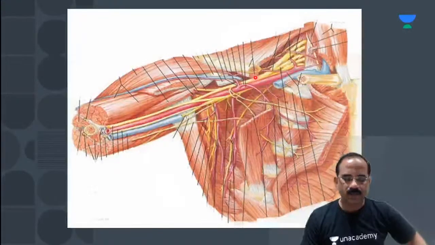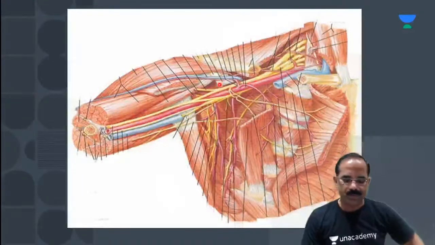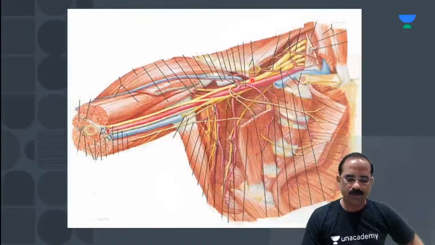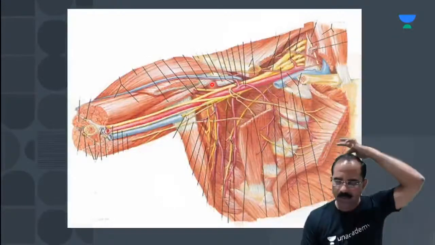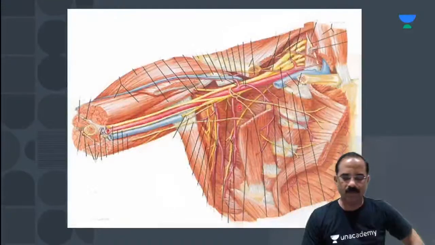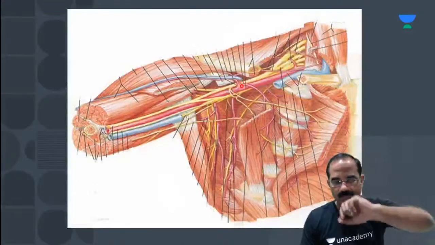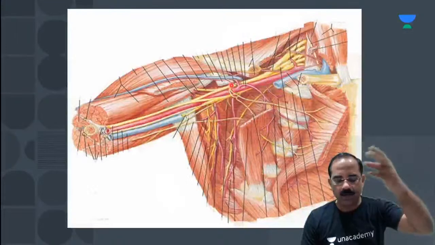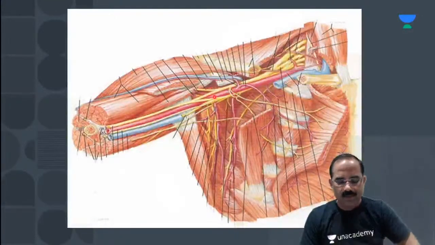So what is present in the first and the second part? Look, what is in the first and second part? Cords. And what is present in the third part? The nerves. Cords are present in the first and the second part, and the nerves in the third part. And the cords are placed according to their names in which part? Second part. In the second part, the cord which is lateral is the lateral cord, the cord which is medial is the medial cord, and the cord behind is known as the posterior cord.